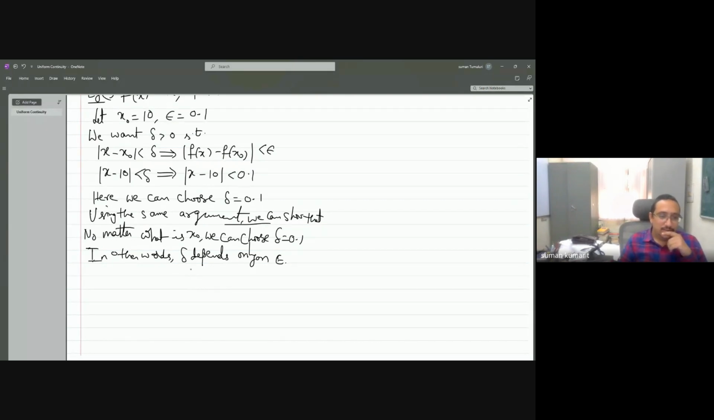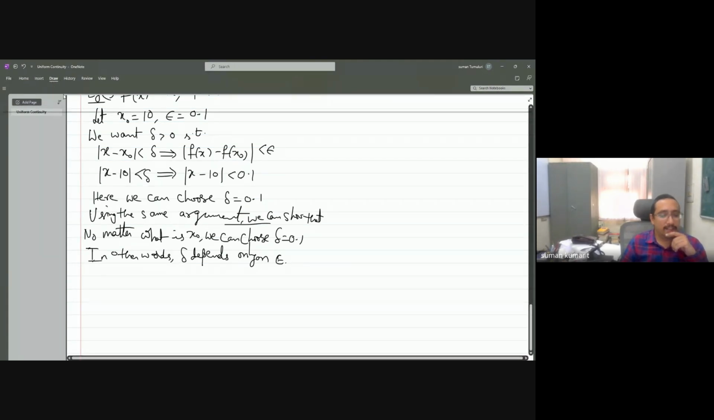Fine. So this delta depends only on epsilon, right? Then, yeah, here. Now we are ready to give the definition of.